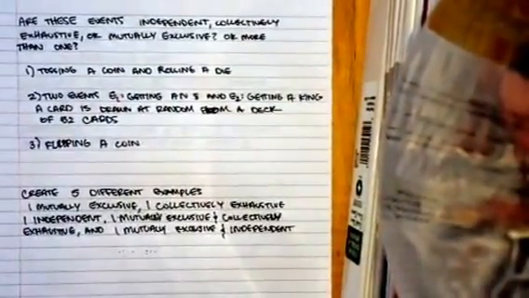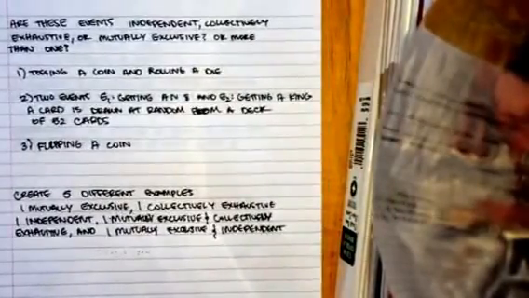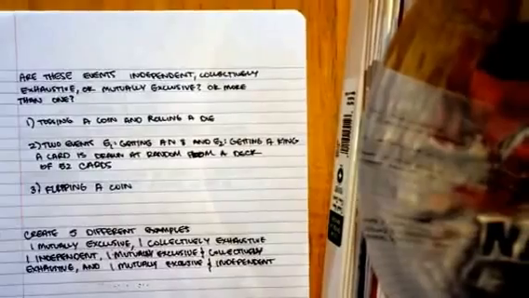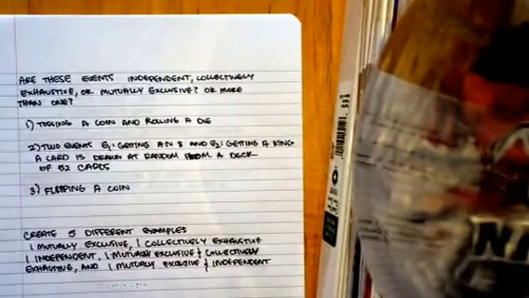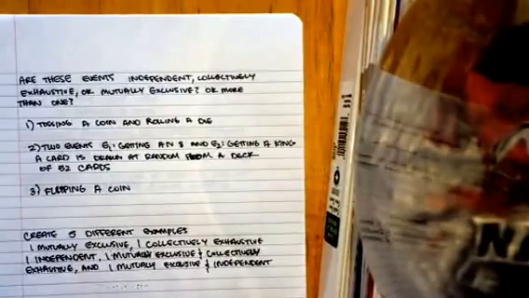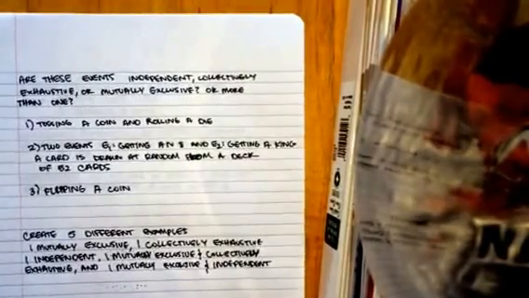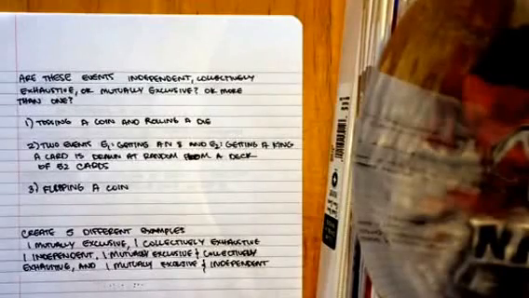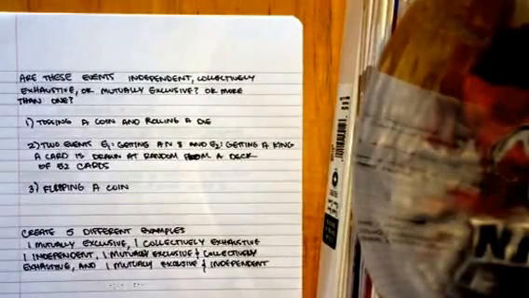Now, I'm going to give three examples, and you need to tell me, are these events independent, collectively exhaustive, or mutually exclusive, or in those two specific cases, more than one? So number one, tossing a coin and rolling a die. Number two, two events. Event one, getting an 8, and event two, getting a king from a card that is drawn at random from a deck of 52 cards. And lastly, flipping a coin.